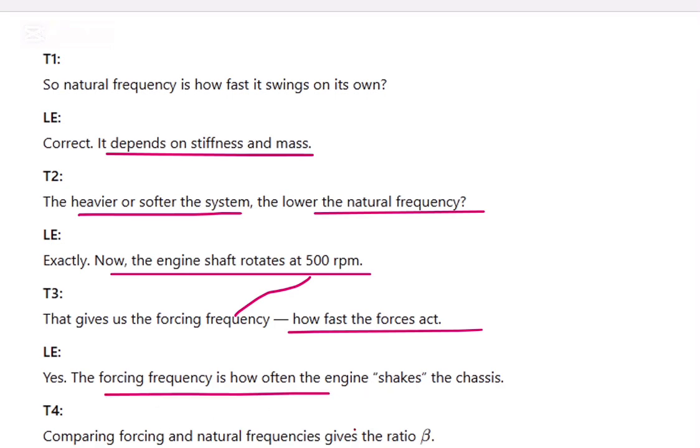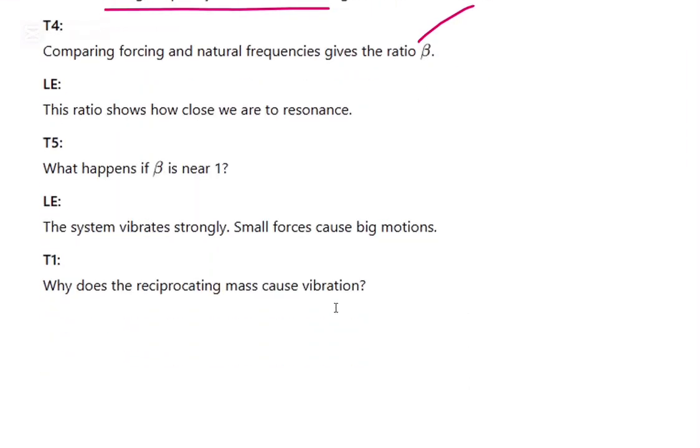Comparing the forcing frequency and natural frequency gives the ratio beta. That ratio shows us how close we are to resonance. What happens if beta is near 1? The system vibrates strongly, and a small force causes big vibrations.